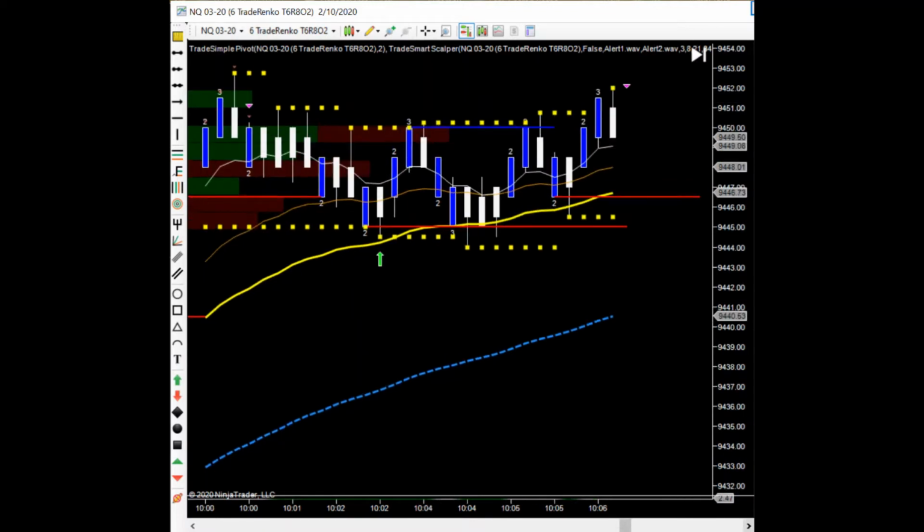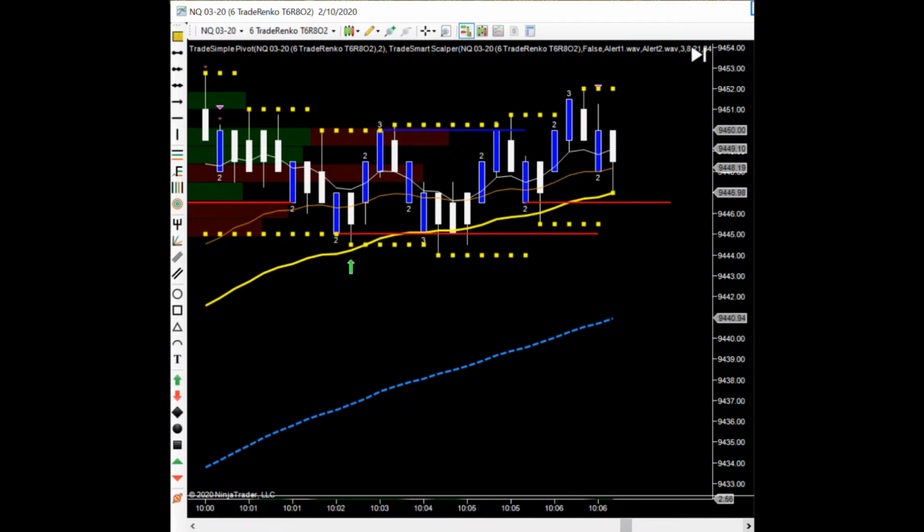And then it shoots back up. So here's another good example of what I don't like. And again, this may or may not work, but this is a riskier trade in my opinion.